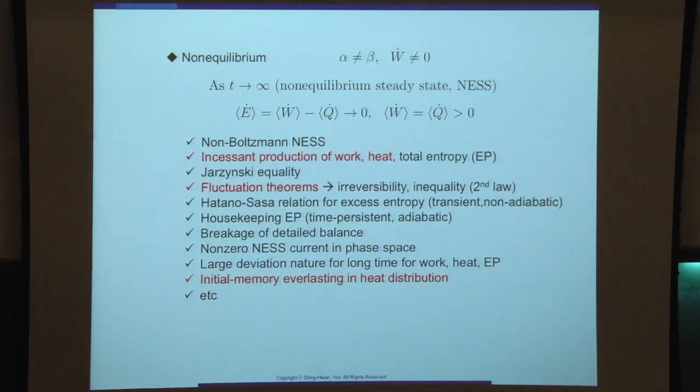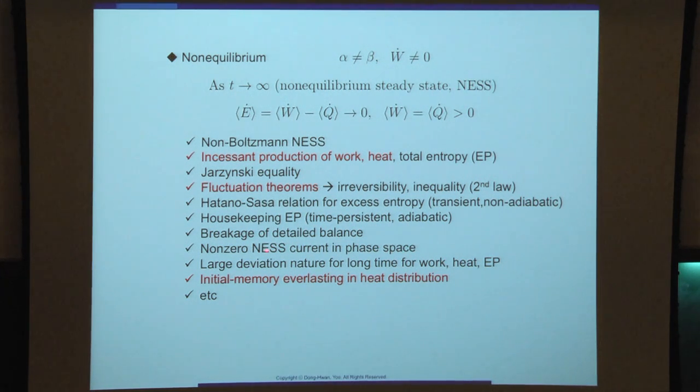There are many interesting properties of non-equilibrium. As I told you, the NESS distribution is non-Boltzmann, and there is incessant production of work and heat, and also entropy production. And Jarzynski's equality was found, and this is actually a special type of fluctuation theorem. As a corollary, this fluctuation theorem gives some irreversibility of the system and also the inequality in the second law. And for the entropy production, Hatano and Sasa found there is a contribution, the so-called excess entropy. In this case, it is a transient part when there is a time-dependent protocol. And also there's a time-persistent part. This is called housekeeping entropy production.